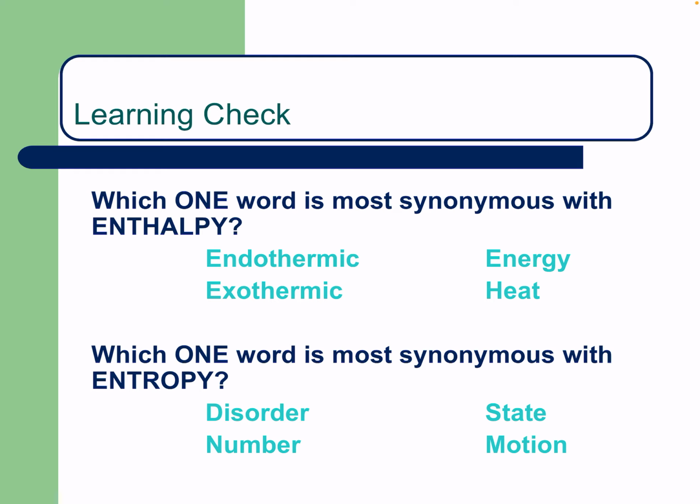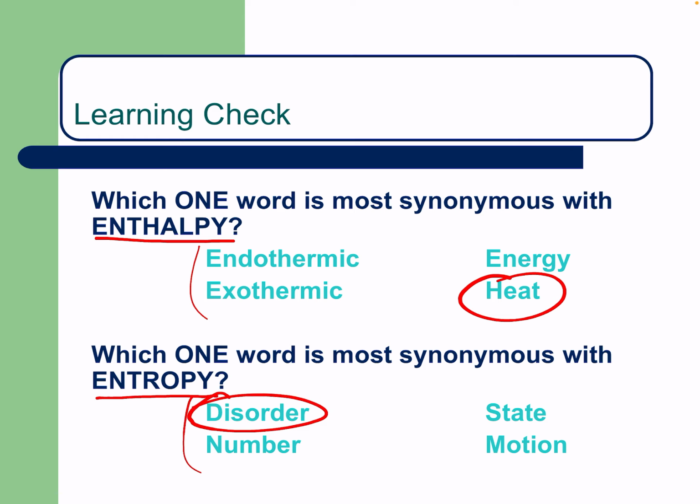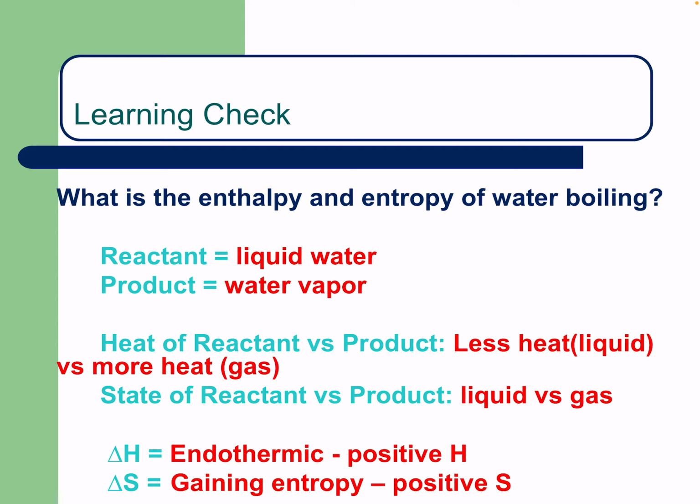So again, just to check up, I want you to answer this on your own, but we'll go through it. We talked about entropy and enthalpy. We talked about our heat. We also talked about our entropy with our disorder. These are all applicable, but just keep that in mind. So what is the enthalpy and entropy of water boiling?